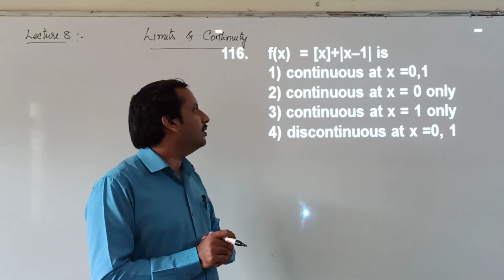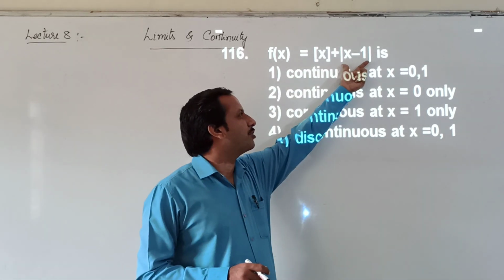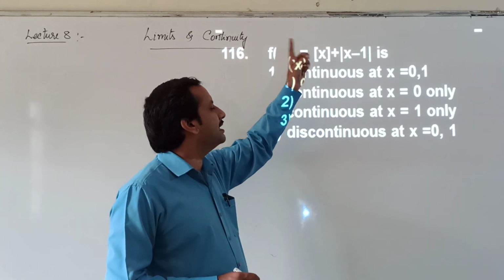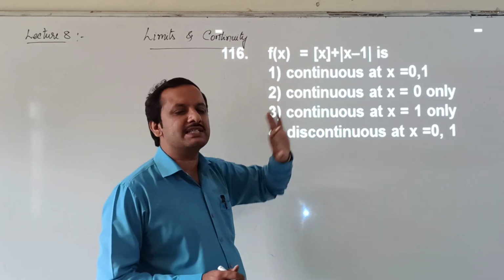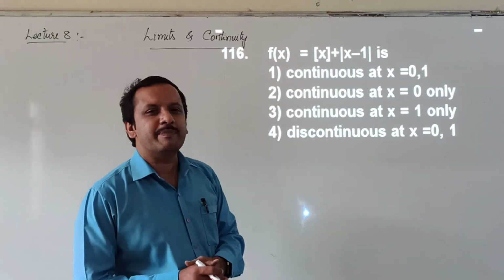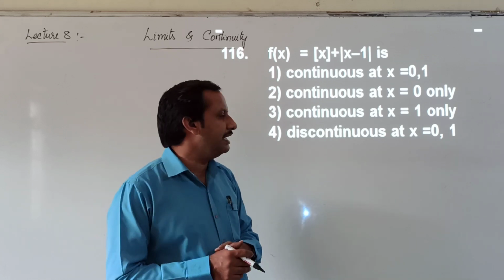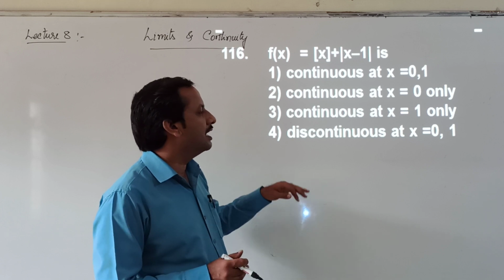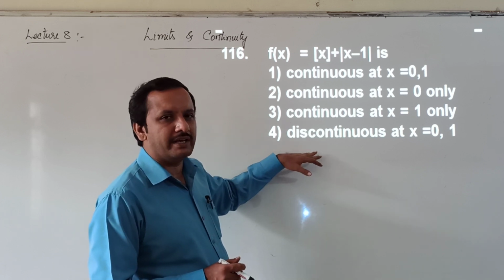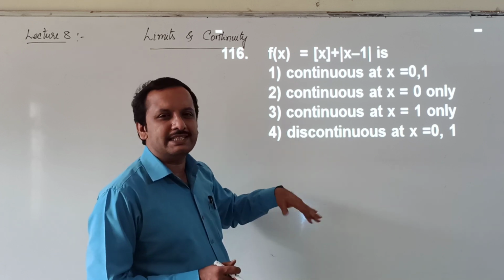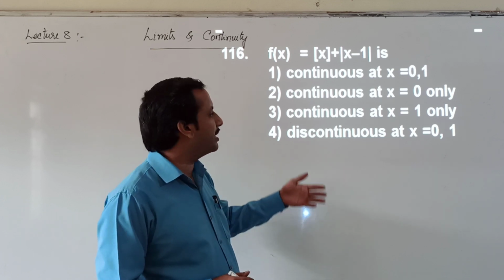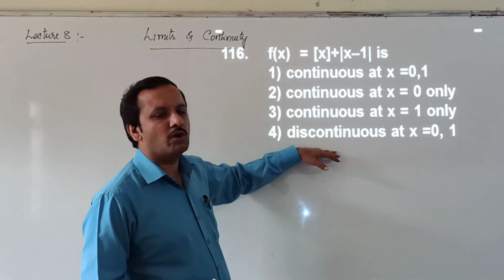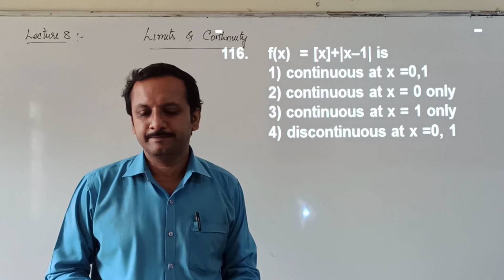So now this is continuous, no problem. Therefore, this function will be discontinuous whenever step x is discontinuous. Step x, you know, is discontinuous at all integers. Therefore, this function is discontinuous at 0 and 1. I mean, not only 0 and 1, it is discontinuous at all integers. But among the given options, the fourth option is the correct answer.